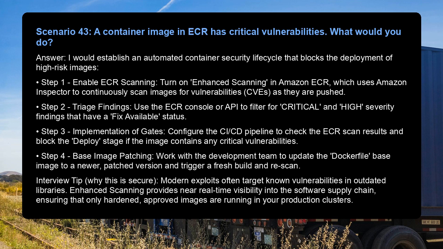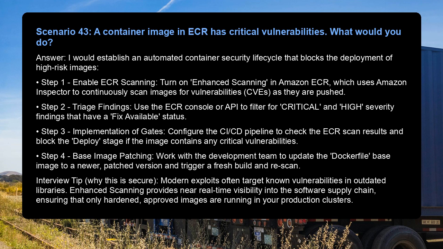Step 3. Implementation of gates. Configure the CI/CD pipeline to check the ECR scan results and block the deploy stage if the image contains any critical vulnerabilities. Step 4. Base image patching. Work with the development team to update the Dockerfile base image to a newer, patched version and trigger a fresh build and rescan. Interview tip: why this is secure.